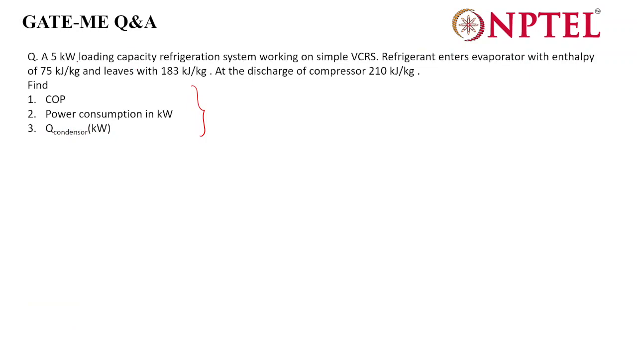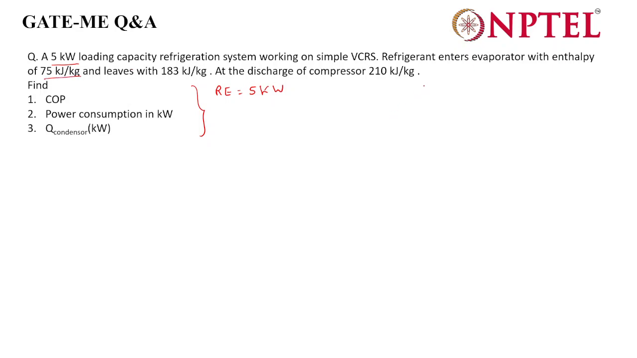So, what is given here? A 5 kilowatt refrigeration system working on simple VCRS. What is this 5 kilowatt? Refrigerating effect, the refrigeration capacity or refrigeration effect. This is given as 5 kilowatt to us. So refrigeration effect is 5 kilowatt, and refrigerant enters the evaporator with the enthalpy of this.